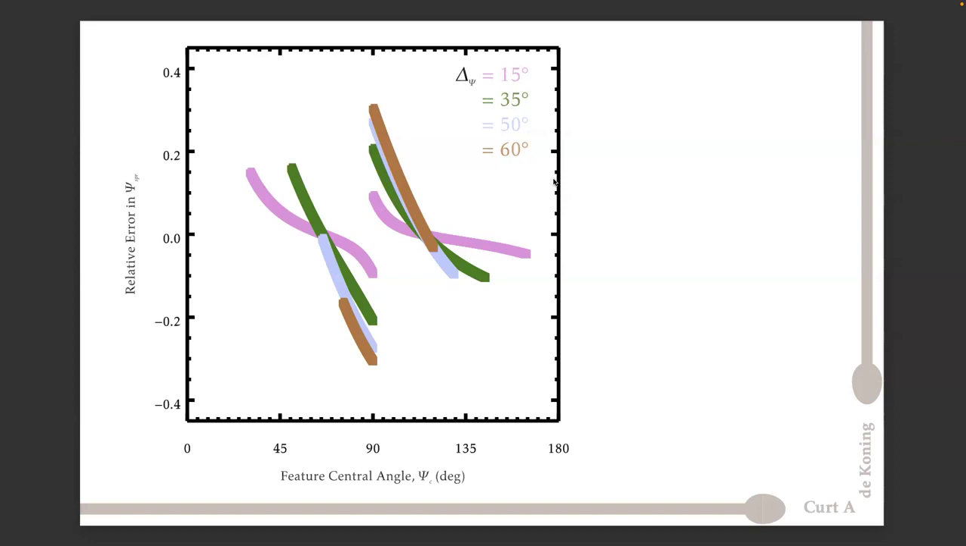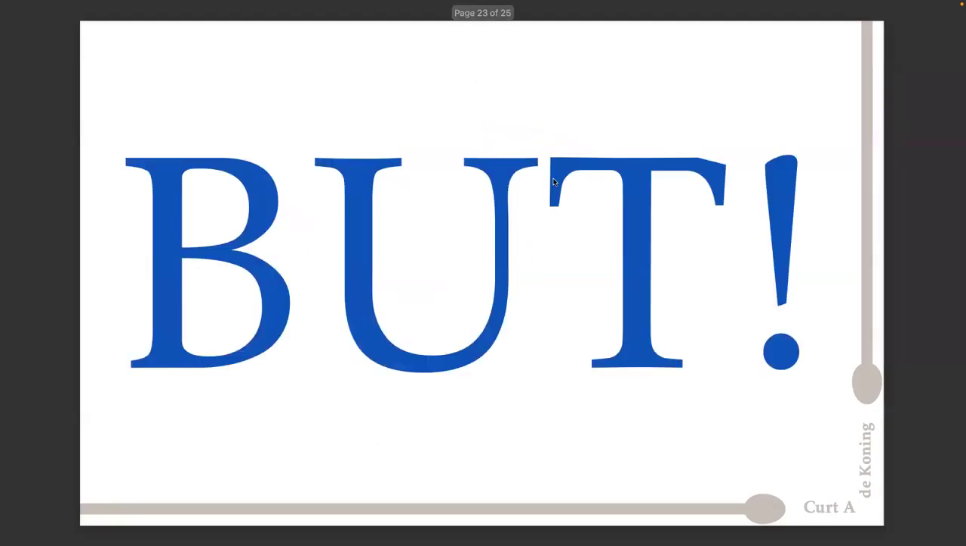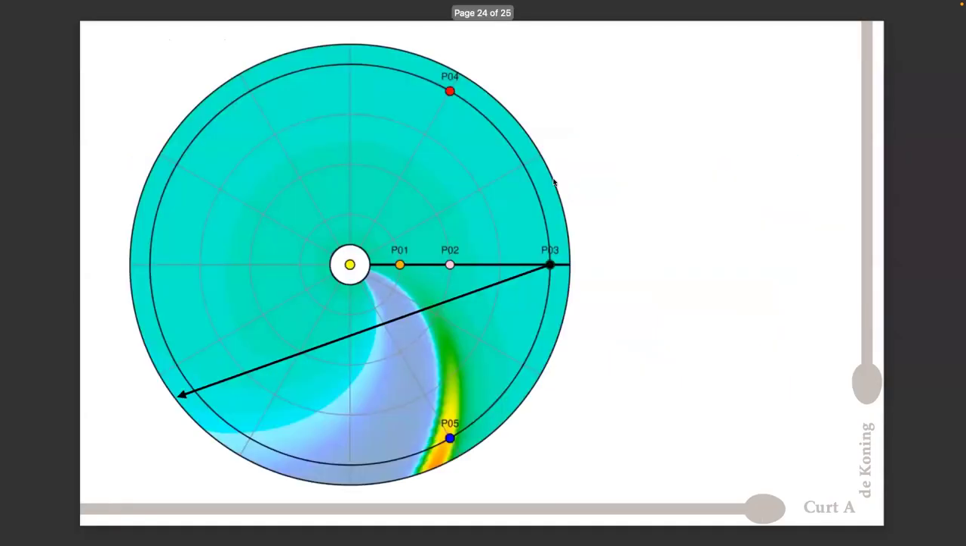So in fact, collapsing a large feature down to a point does not introduce a whole lot of error and makes this technique usable and producing results that are meaningful. Now, there is one big but. Yes, there is one big but, and that is I have been assuming that the line of sight is passing through only a single feature.